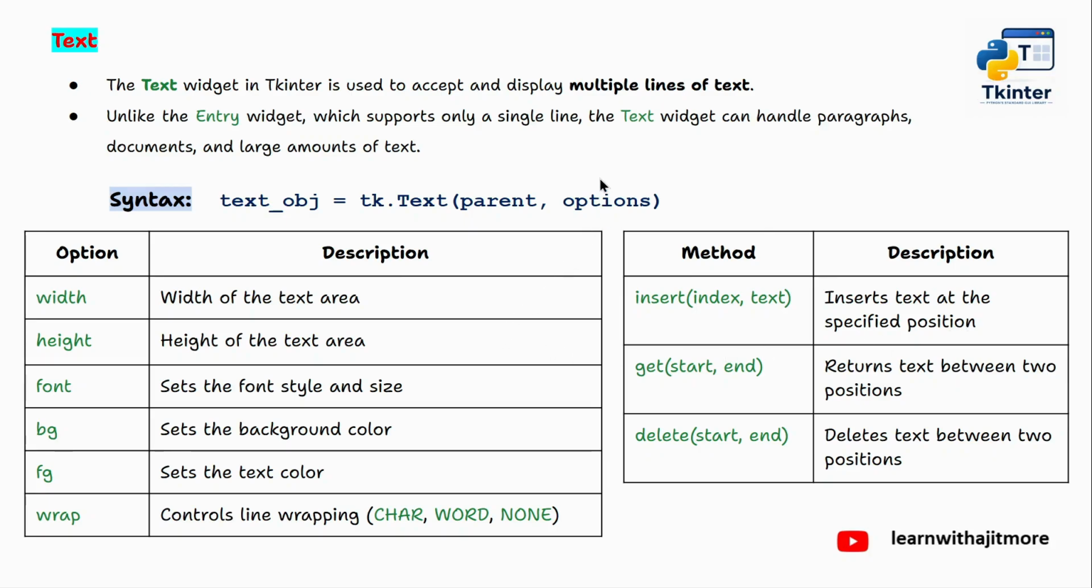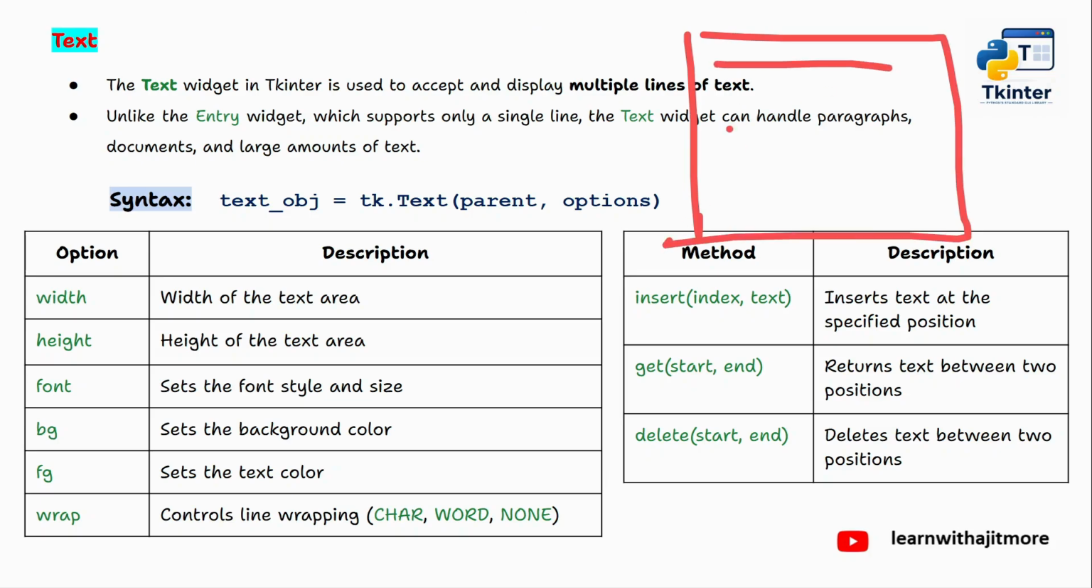Then if you want a part of the text, as it is multi-line text, there can be many lines. If you want the text from one position till a second position, whatever text is between those two positions, you want only that much, then you can use get. Give the start position and the end position. It returns the text between these two positions.